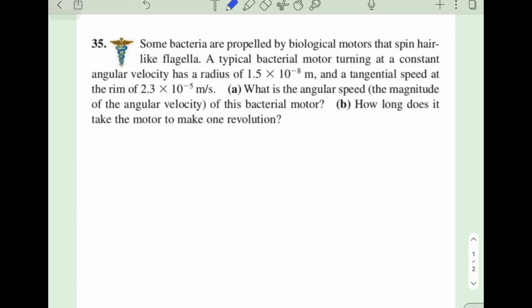Hello everyone, so today we're going to go over a rotational kinematics problem. If you're in Unit 5 rotation in AP Physics, or whatever section you are in other physics classes, this is a great video for you.